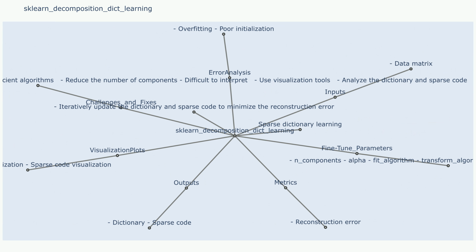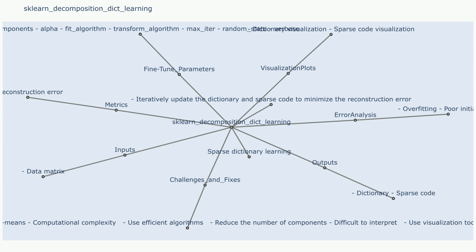Uncertainty methods. Bayesian dictionary learning introduces prior distributions over the dictionary elements, allowing for uncertainty estimation.